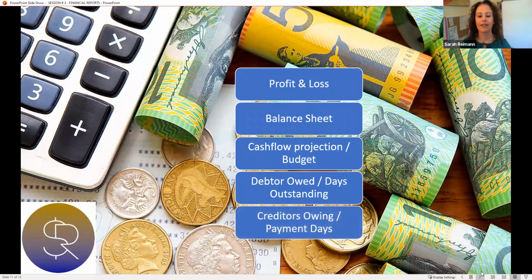And the final one was creditors owing, payment and payment days. You need to also have payment terms. Your creditors, people that you buy goods and services from, also have their own terms and conditions, and they might want things paid in 7 days. Other people might want it paid in 30 or 60. So we need to make sure that our debtors and creditors payments are on a par so that we don't run into cash flow shortages.